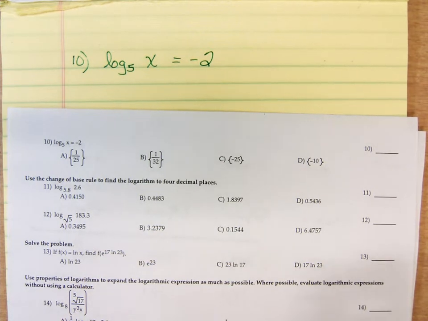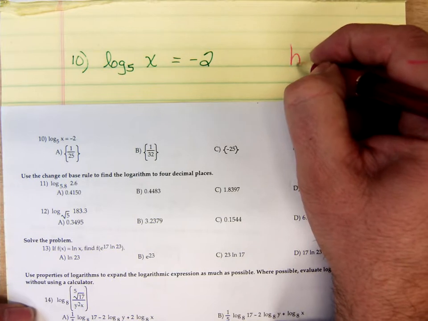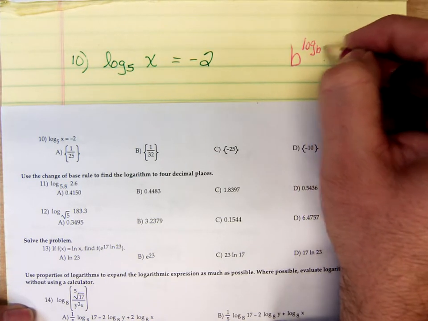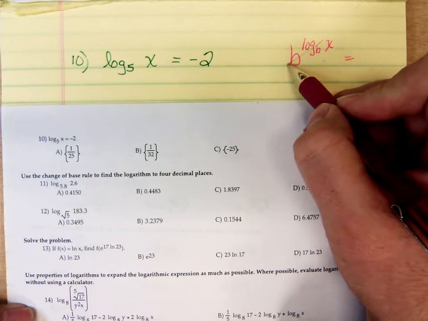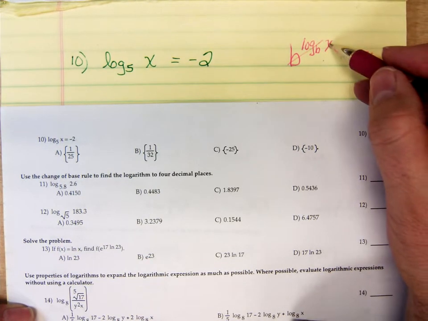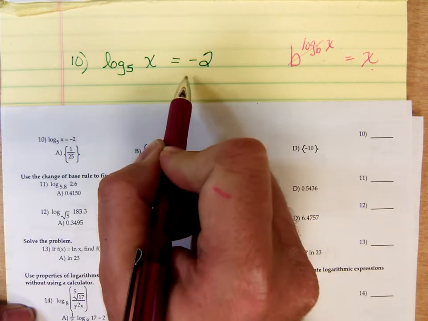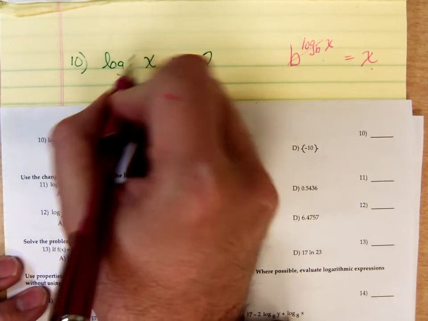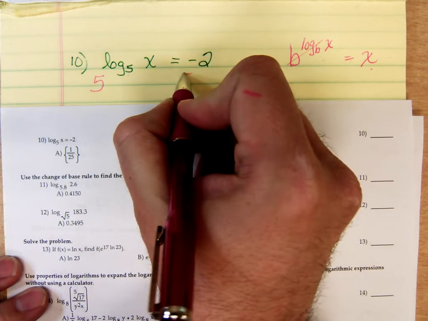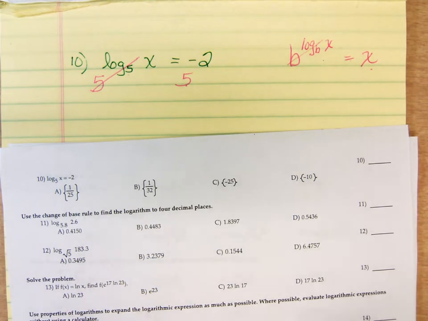Well, we somehow need to cancel out that log base 5. To do that, we're going to use one of our rules of logarithms, which says b to the log base b of x. If you have the same small number and big number, all of that cancels out, leaving you, in this case, x. So what big number do I need to put on both sides so that I can cancel out this log base 5? Well, a 5.